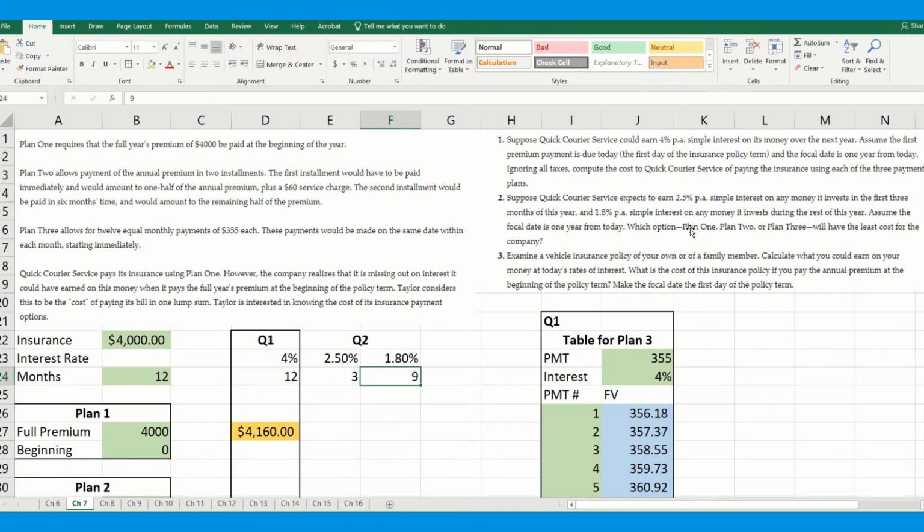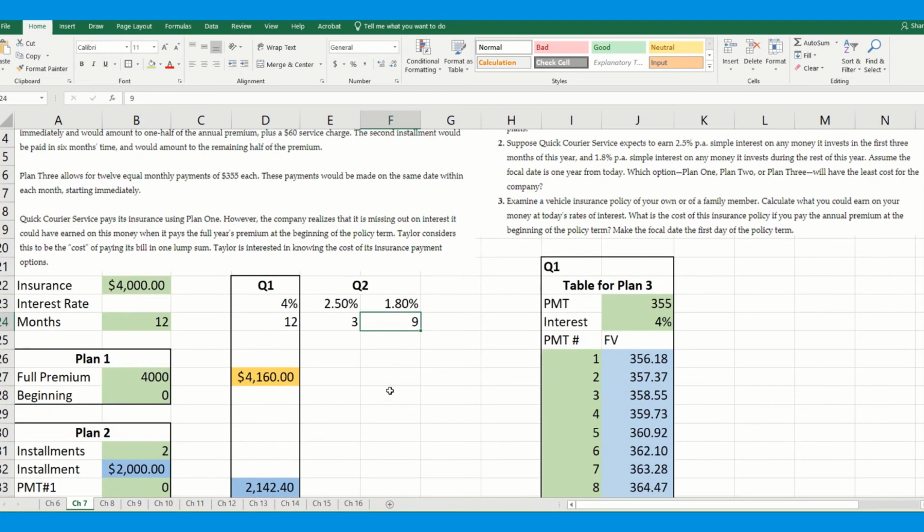So then it wants to know which option, plan 1, 2, or 3, will have the least cost for the company, and the focal date is 1 year from today. Okay, so we're going to somewhat do the same thing. We will have to add them together because it's sort of like a timeline, and we're going to move one forward and add it to the next. So if we have a full premium of $4,000, so I will put that started here. We're going to take our $4,000, so that equals our interest rate, our future value, so our sum.